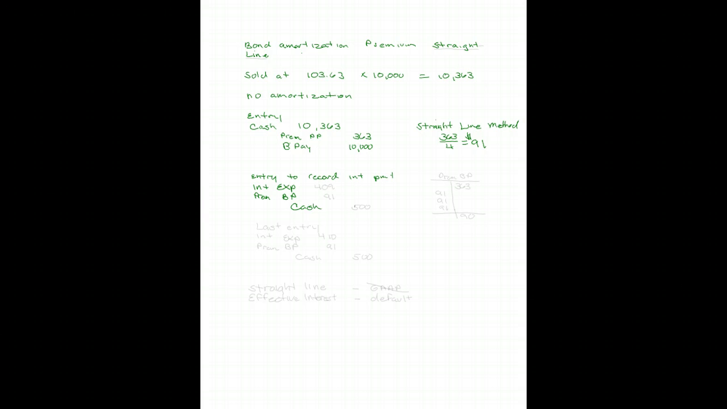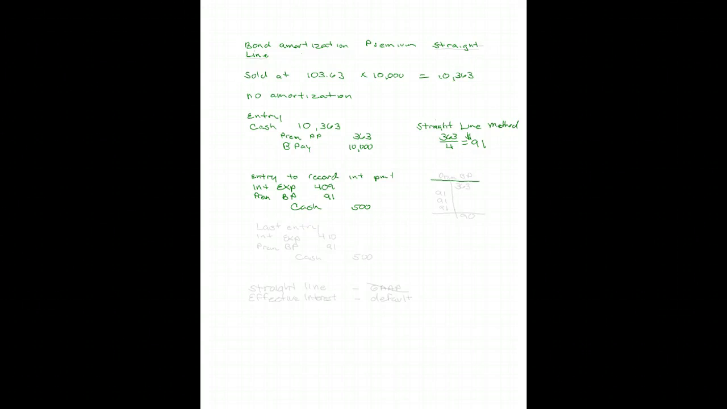And you know what the cash is going to be. It's always $500. And the premium is going to be written off evenly at $91 for each payment. So the interest expense is going to be the difference. 500 minus 91 is 409. So you would make this entry 3 times, and on the 4th time you'd need to adjust it a little.